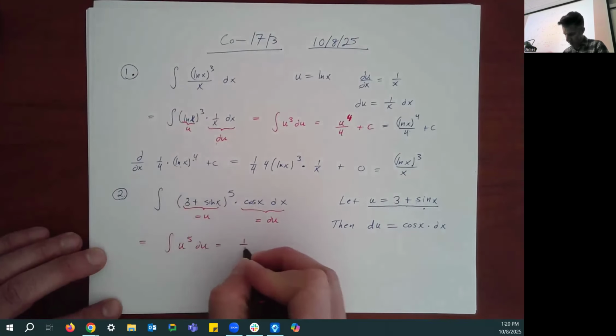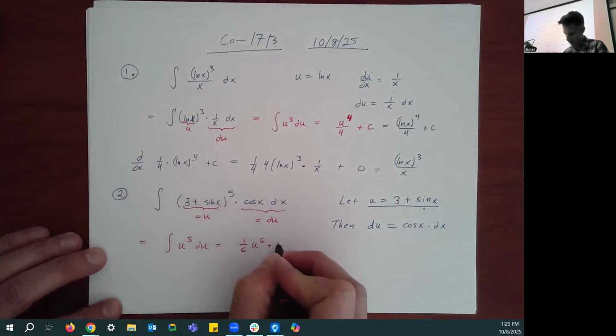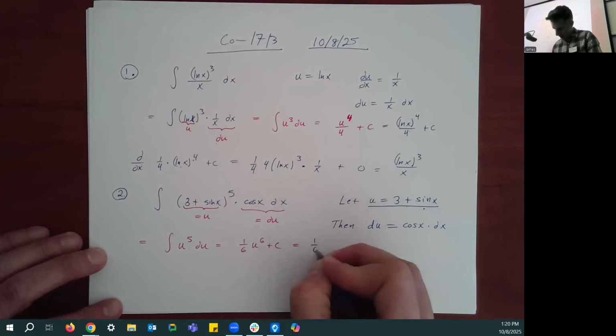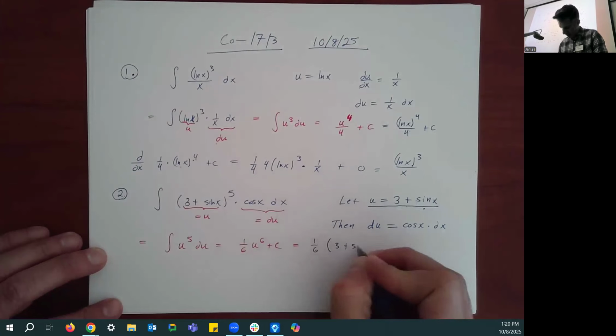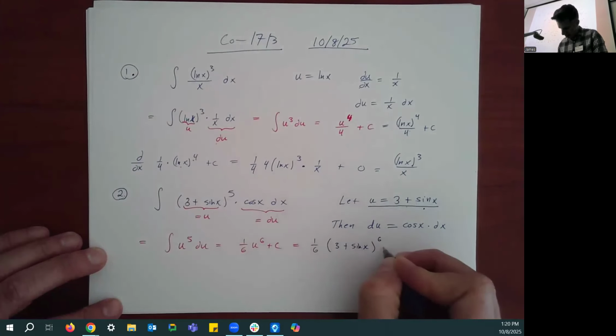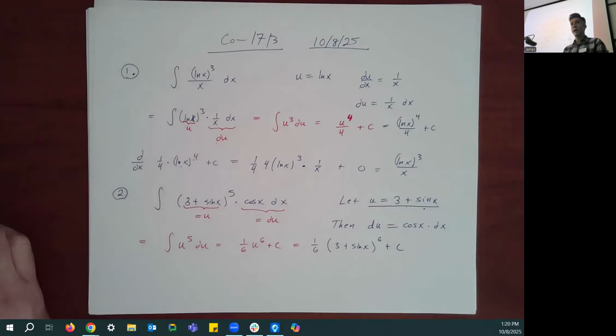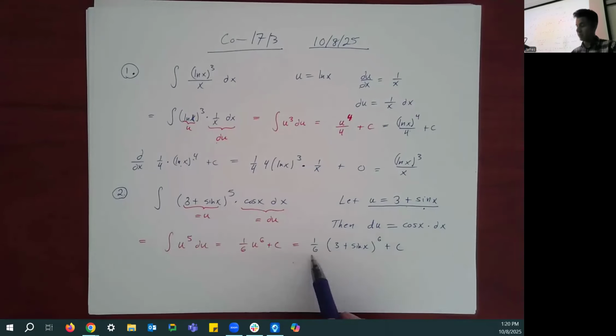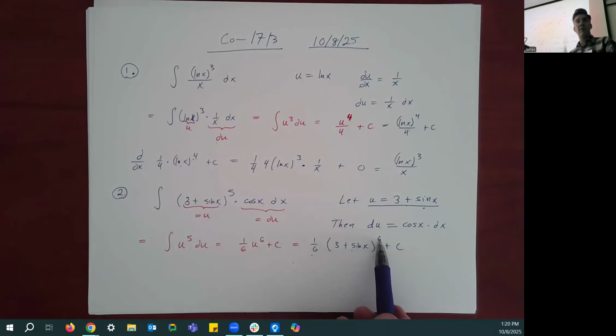We're getting 1/6 u to the sixth plus c, and then we're rewriting it as 1/6 times (3 plus sine of x) to the sixth plus c. We're not going to do it, but you can see that if we took the derivative of this, the 6 would come down, the new power would be 5, so 1/6 times 6 times this to the fifth, multiplied by the chain rule, the derivative of 3 plus sine x, which is the cosine x that's right there.